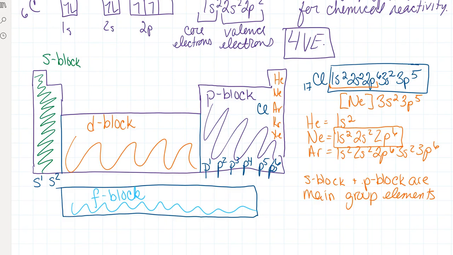This gets a little different though when we take a look at the transition and inner transition metals. So for example, anything in the d block or the f block.